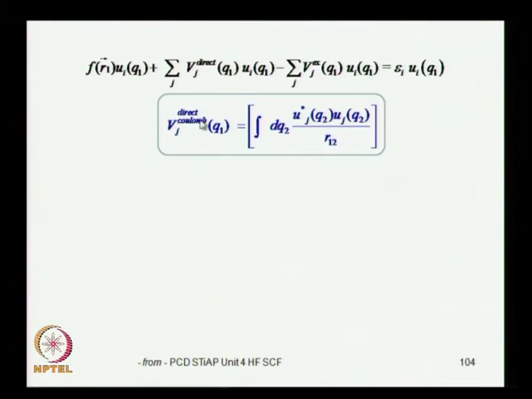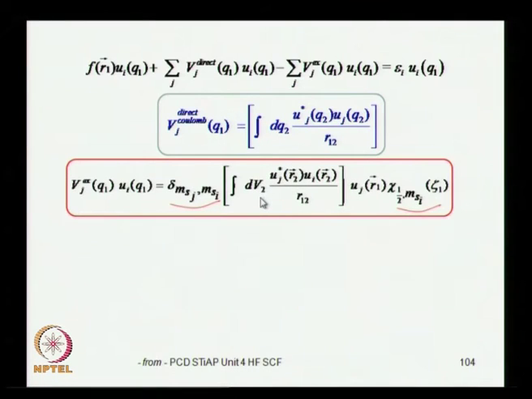So, this direct potential depends only on the coordinate q1, but the exchange potential is a global potential, because here if you integrate over 2, you have to keep track of the fact that this is u_i and this is u_j. So, you really need to solve this equation for all the n electrons. So, this is a global potential, it is not a local potential.